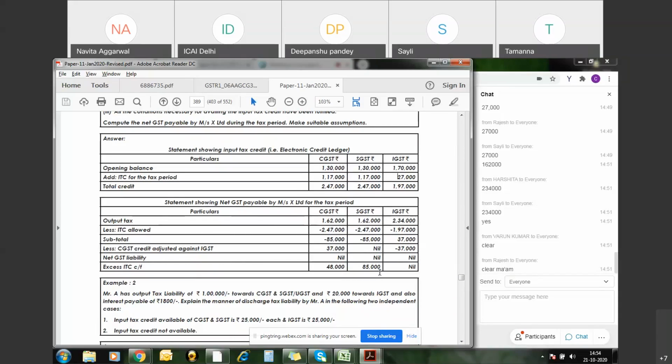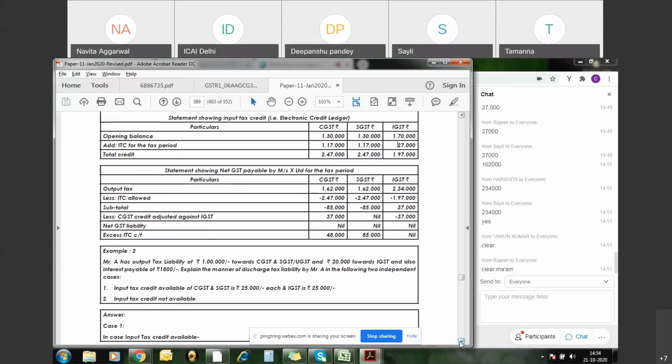Now in the next month, you carry forward this ITC, add the ITC available on the purchases made during that month, and compute the liability on all the outward supplies made during that month. Again, apply the set-off rule and conclude whether all the liability is set off by the ITC. If any liability remains, then it is payable in cash.